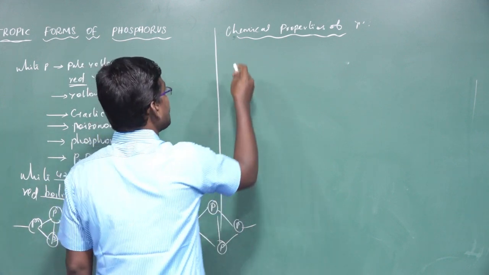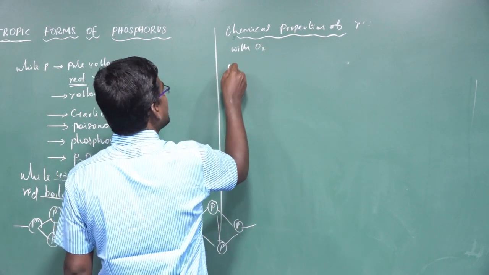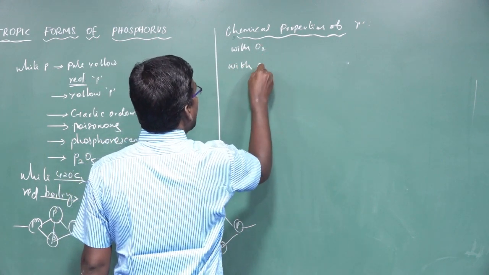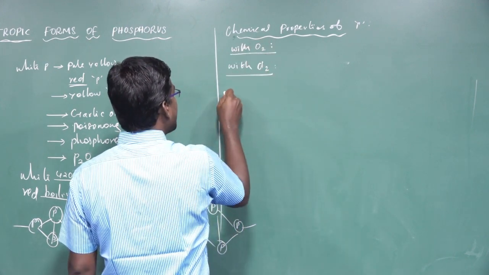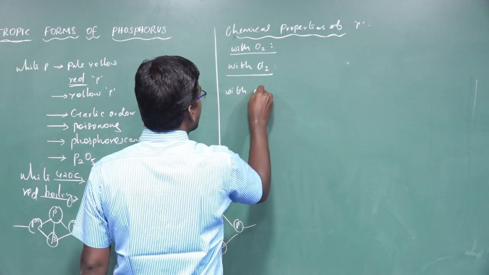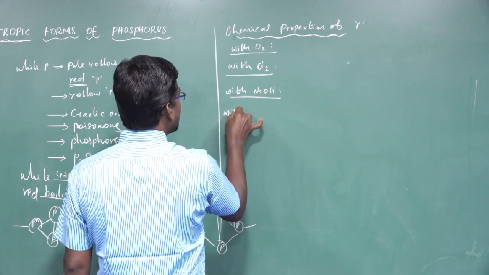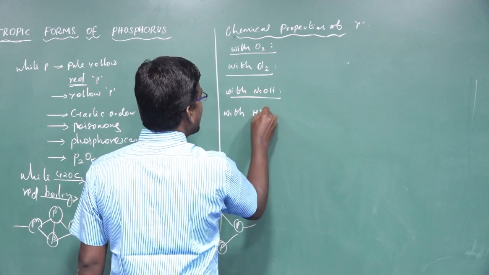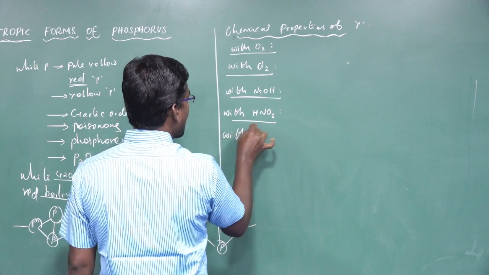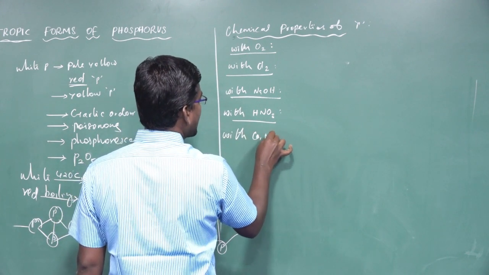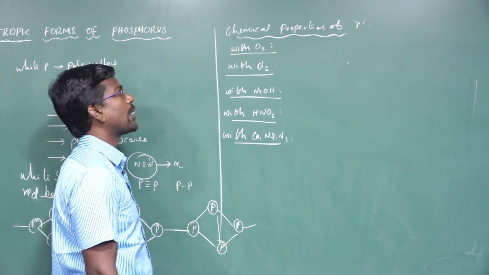So, the phosphorus atom. First is the reaction with air, O2. Another is the reaction with the halogen, especially chlorine. Then the reaction with alkali, sodium hydroxide. Then the reaction with concentrated nitric acid, HNO3. Then the reaction with metals: calcium, magnesium, sodium. These are the chemical properties of phosphorus.